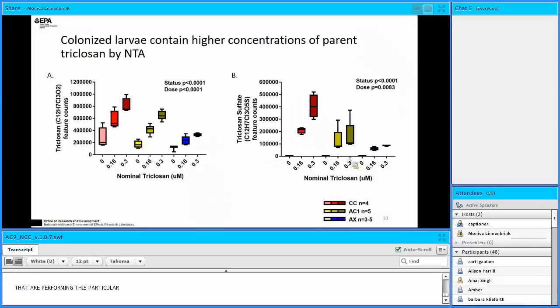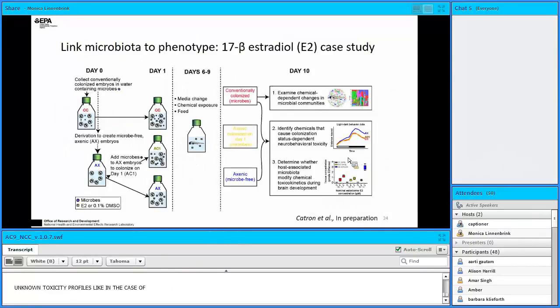So this is a case study example supporting that toxicokinetic mechanism, where we've shown that the host-associated microbes seem to be capable of biotransforming the parent compound into chemical metabolites that have unknown toxicity profiles, like in the case of this sulfated triclosan. So the second case study I want to present gets all the way to mechanism.